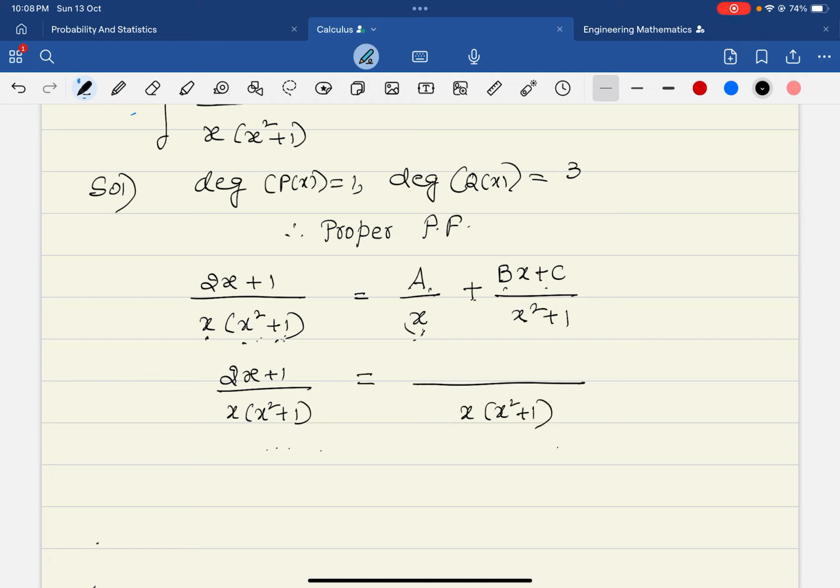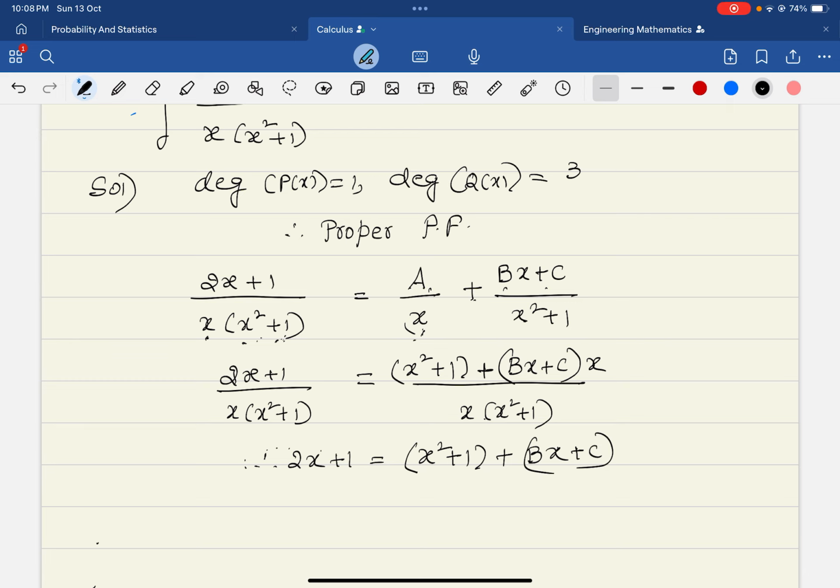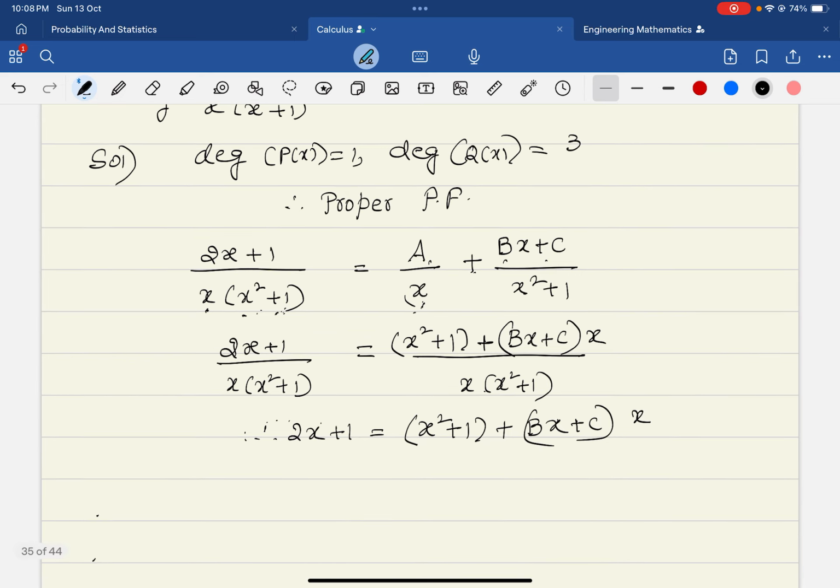So here you have to multiply by x square plus 1 to get a by x. Okay. Plus. Now x square plus 1 is there, so x should be there. So now bx plus c must be multiplied by x. Then we get the proper form. Therefore, what is 2x plus 1? The numerator is a times x square plus 1 plus bx plus c times x. Now we are going to put the values.